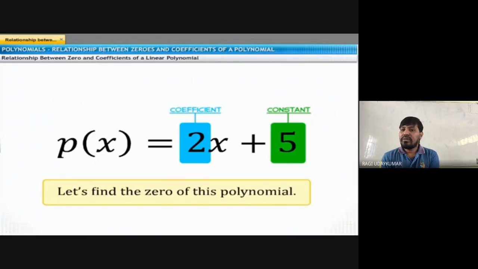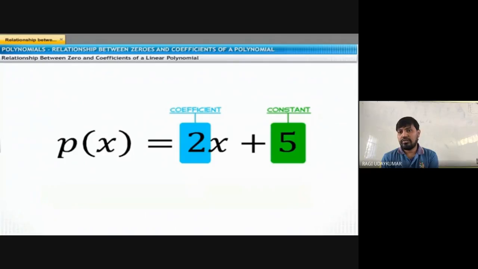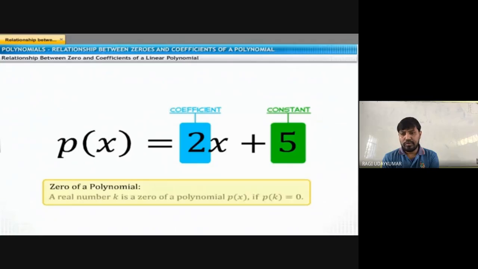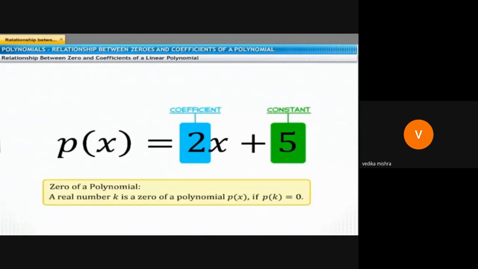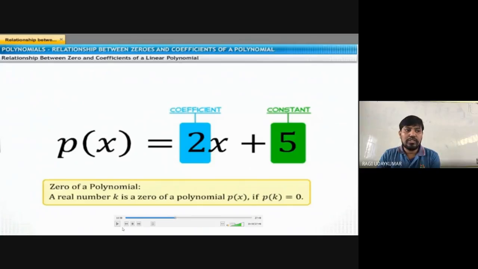So for this, you have to find out the zero. Let us find out the zero of this polynomial. Can anyone tell me what is the zero of this polynomial? इसका 0 क्या है बोल सकता है कोई? What is the zero of this polynomial? Minus 5 by 2. Yes, the zero of this polynomial is minus 5 by 2.